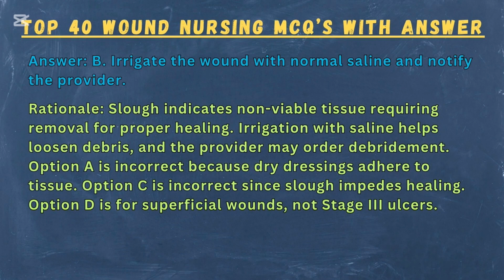Option A is incorrect because dry dressings adhere to tissue. Option C is incorrect since slough impedes healing. Option D is for superficial wounds, not stage 3 ulcers.